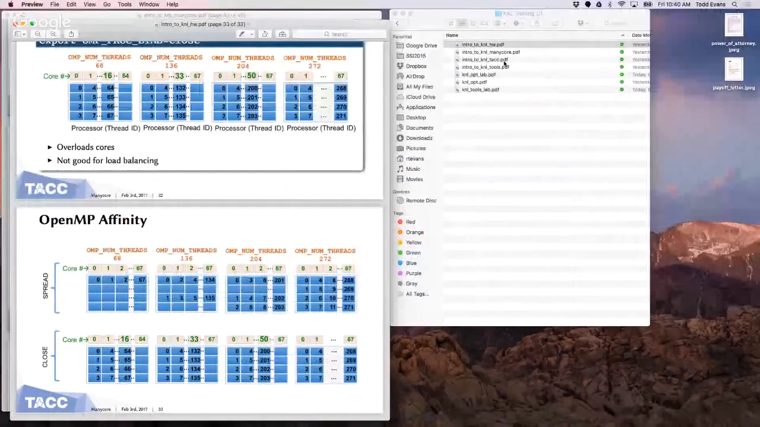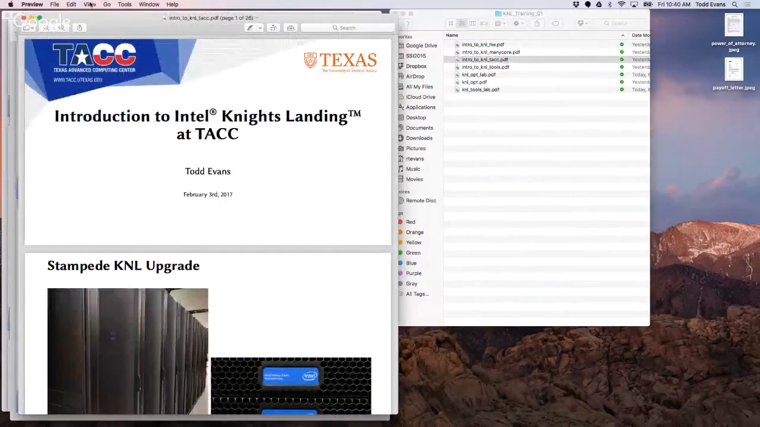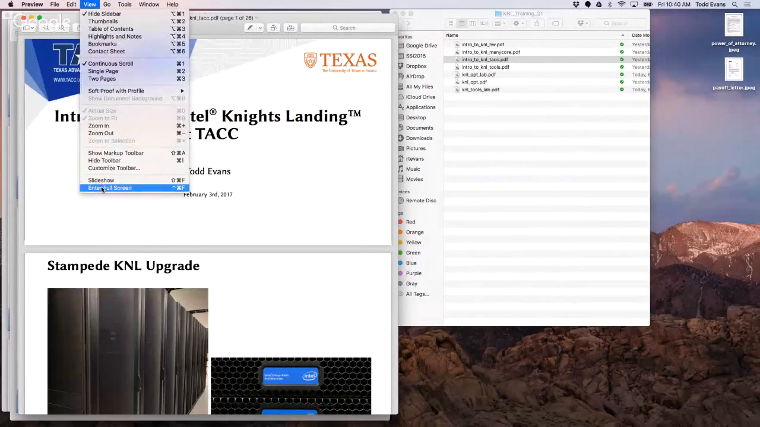So now let's move on to the introduction to how KNL is set up on TACC and the lab itself.